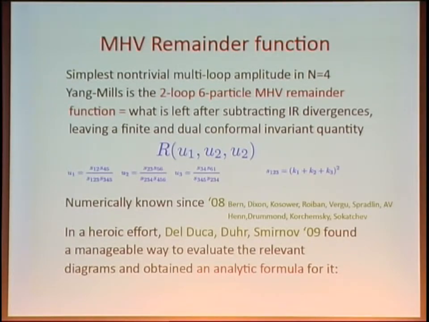Okay, so this is the simplest amplitude. Here I've written explicitly a remainder function, what's left after you subtract the known infrared divergences and their techniques for dealing with this, which I'm not going to write down. But this is a function which we are after. It is the quantity which is left after we subtract.